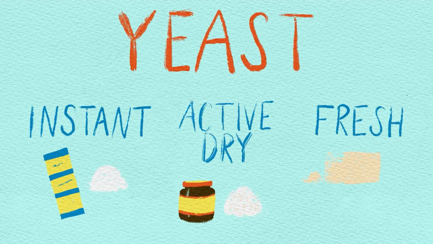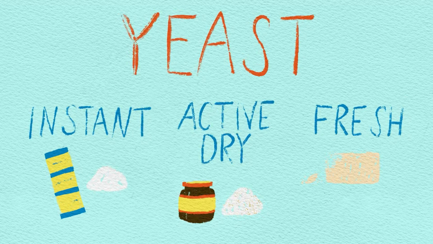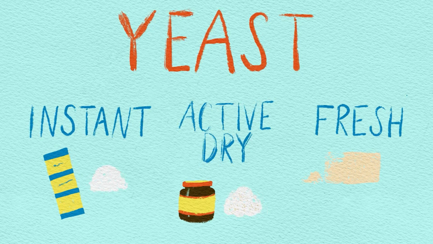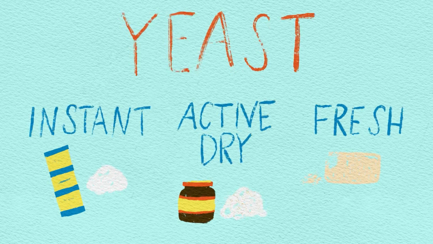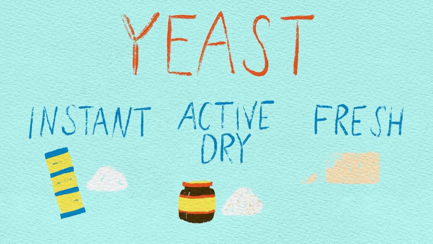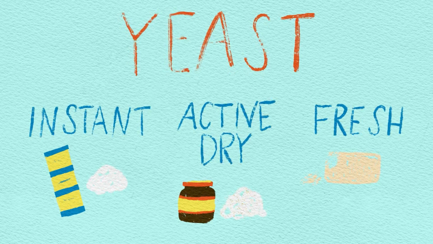Fresh yeast is quite different from instant or active dry. It comes in the form of small, moist blocks. It looks a bit like a brick of cheese or a chunk of modeling clay and has a similar texture. It also has a very limited shelf life and can be hard to find in grocery stores, so most recipes written for home bakers don't call for it.